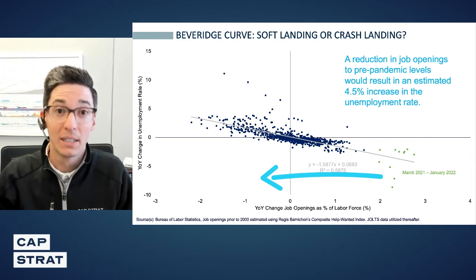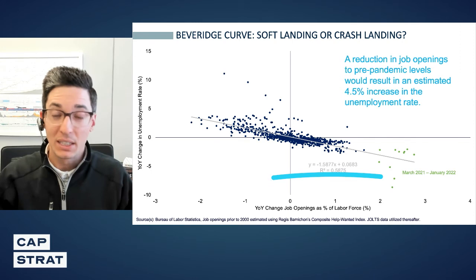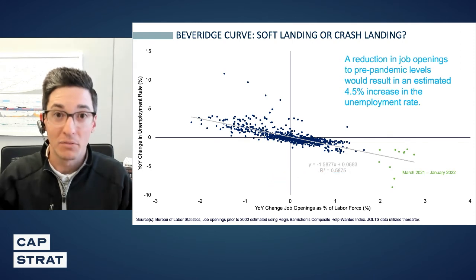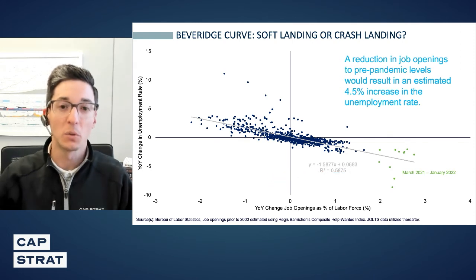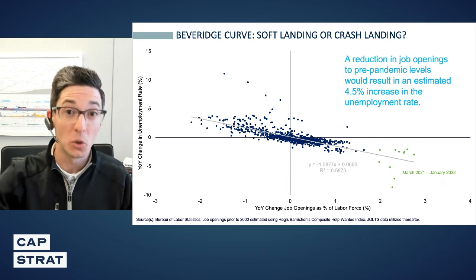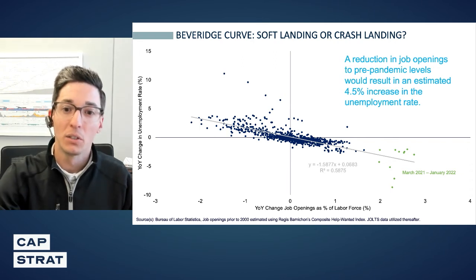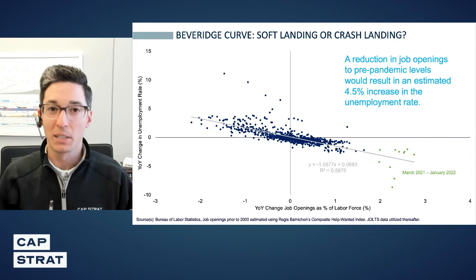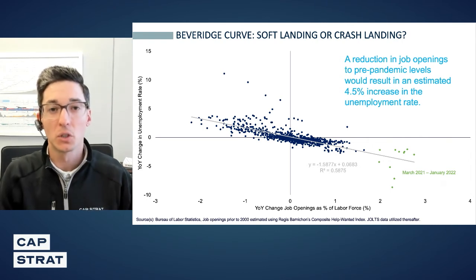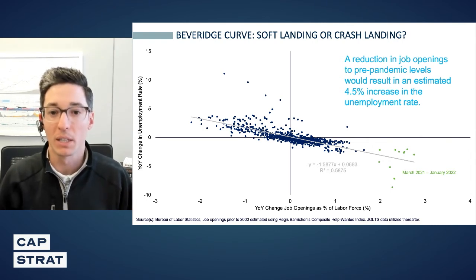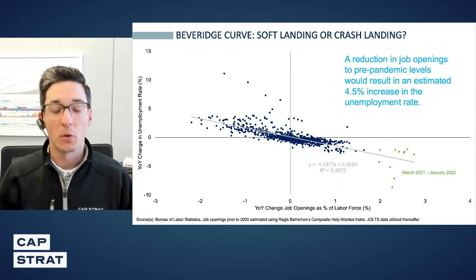And that also is, historically, basically an impossibility. The reality is every decrease in job openings we've seen since the 1950s of this magnitude has been associated with a pretty significant increase in unemployment. So a reduction in job openings just back to pre-pandemic levels, historically, would have resulted in something like a 4.5% increase in the unemployment rate.